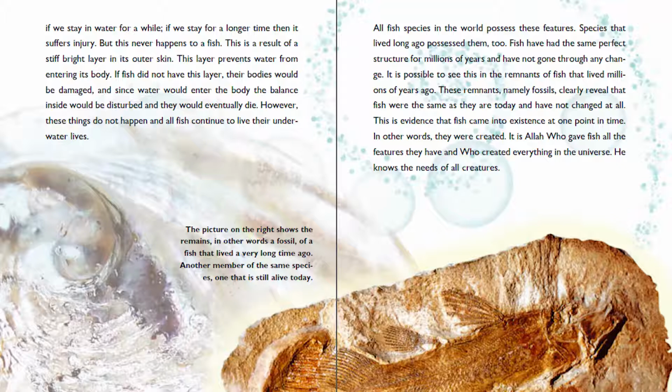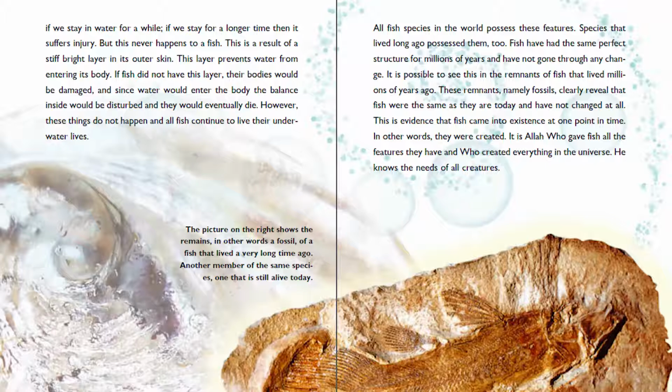The picture on the right shows the remains, in other words a fossil, of a fish that lived a very long time ago. Another member of the same species, one that is still alive today. All fish species in the world possess these features. Species that lived long ago possess them too. Fish have had the same perfect structure for millions of years and have not gone through any change.